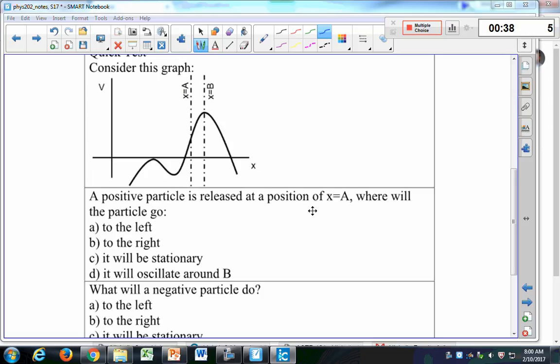And so here, I represent the potential versus position, and if I release a positive particle at x equals A, I want to know, where's the particle going to go? Is it going to go to the left or right? Will it be stationary, or will it oscillate around B? What will this particle do? I have it at x equals A, right here, where the potential has this value. What's going to happen to that particle?